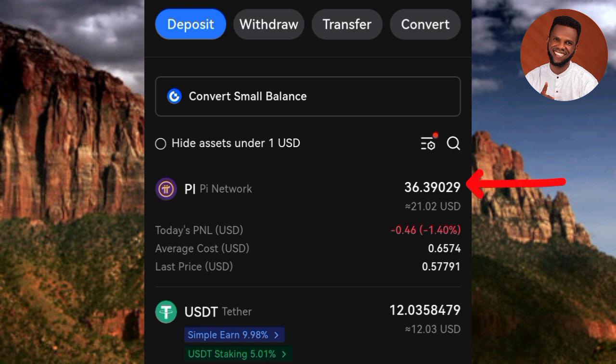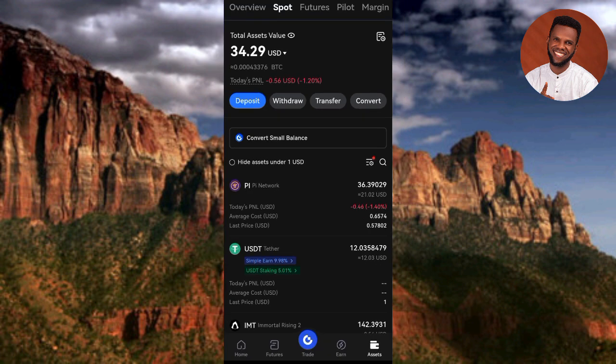You can see it right there, and I have 36. It was about 50 something, 56, but now you can see the Pi coin has reduced to 36, while my USDT has increased in balance. It used to be 0.0 something, but now it's 12. So guys, now you can see I've been able to convert my Pi coin to USDT.